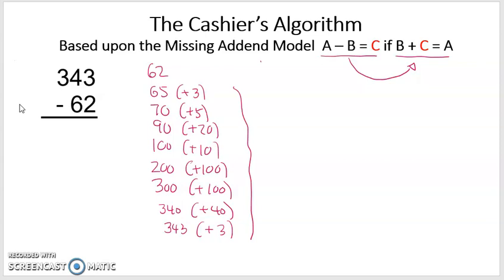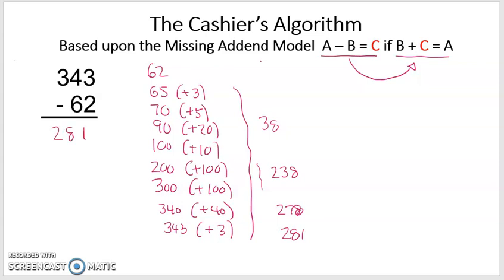I add 8 and 20, that's 28, and 30, that makes 38 for the top 4. 38 and 200s makes 238, plus 40 makes 278, and then plus 3 more gets me to 281. So what do you need to add to 62 to get to 343? You need to add 281. So 343 minus 62 is 281.